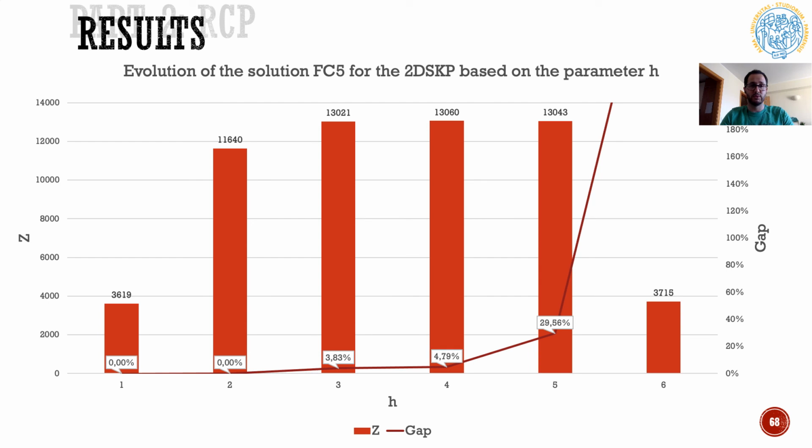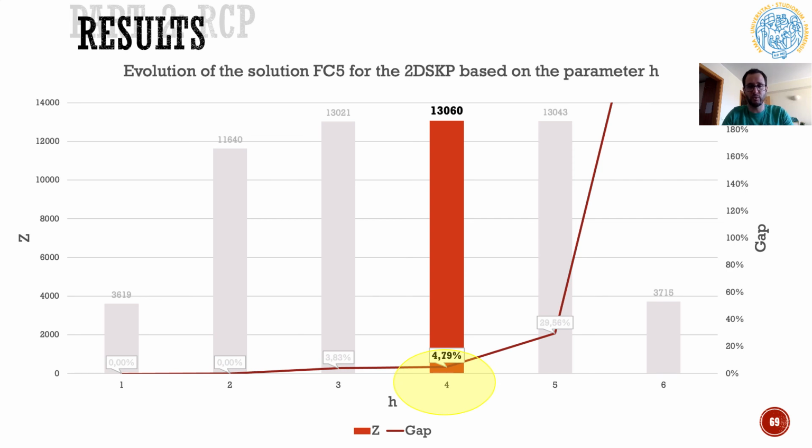Now we focus on the results. We've performed preliminary experiments to determine the height of the tree, that is, the parameter h. This is the average result for the non-guillotine SKP, and we concluded that h equal to 4 is the most suitable value, since it was able to find the best average result, while the gap remained relatively low.